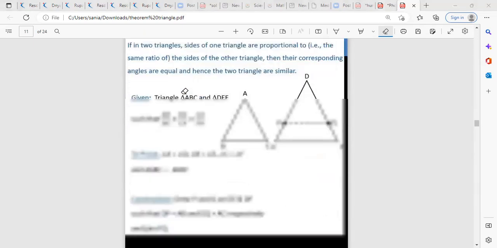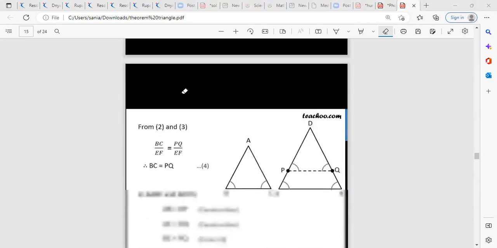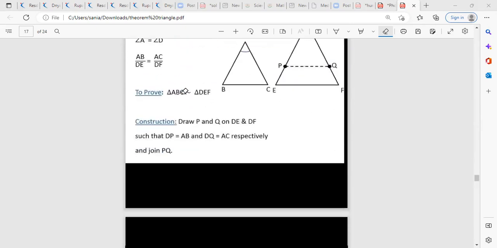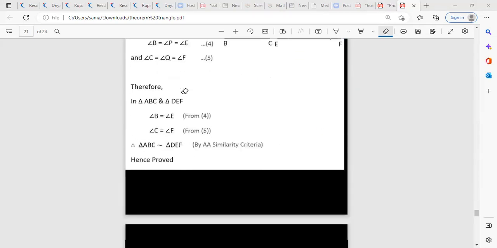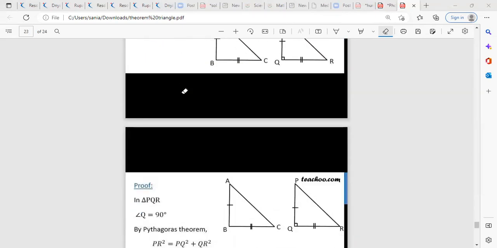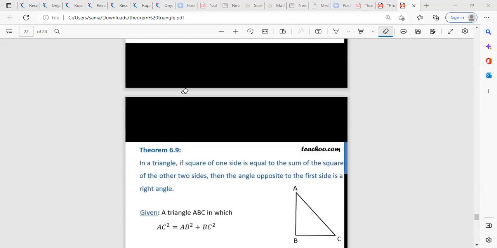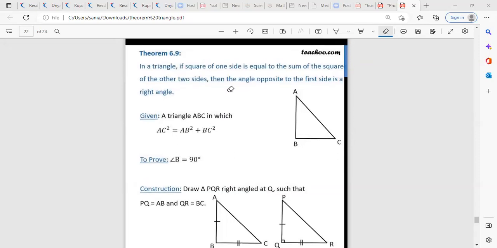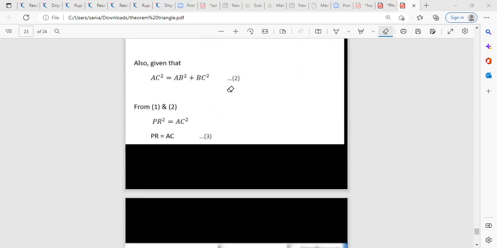So we have 6.4, which is very, very important. I will explain it, but we are running out of time as well. So let's just do Theorem 6.9 first, because 6.4 is very important and I don't want to miss it. I will explain 6.9, and you will take a screenshot for this and complete it at your place.